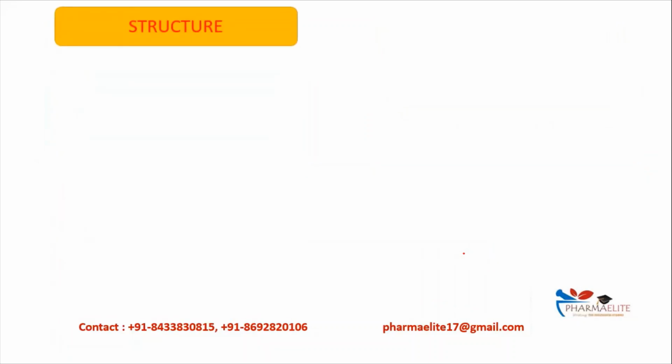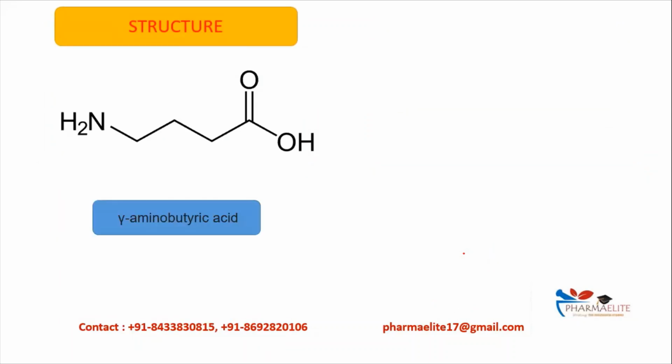Now let's look at the structure. This is the structure of GABA, that is gamma aminobutyric acid. Why is it named gamma aminobutyric acid? We'll start the numbering from here. That is, this is the alpha carbon, the carbon next to the functional group of carboxylic acid. Then it will go beta and gamma. So there is amino substitution at gamma. It is gamma butyric because of 1, 2, 3 and 4 carbons and acid.